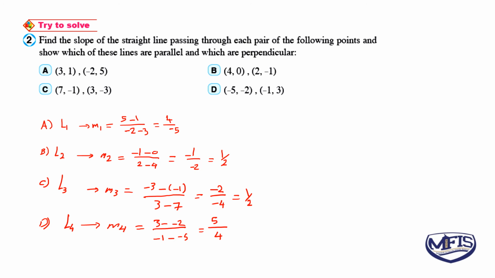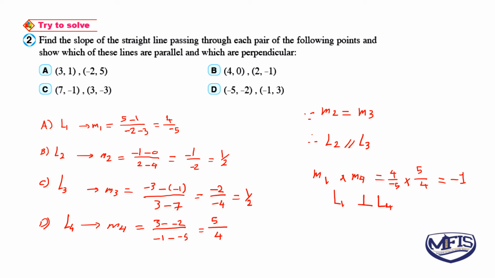So we notice that L2 and L3 have the same slope. So m2 equals m3, so L2 is parallel to L3. And we notice that m1 multiplied by m4, 4 over -5 multiplied by 5 over 4, equals -1. Then L1 is perpendicular to L4.